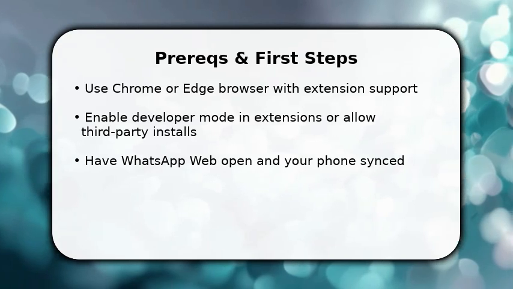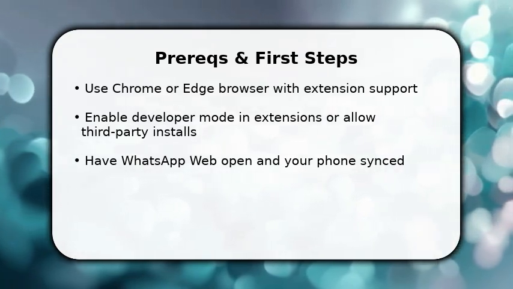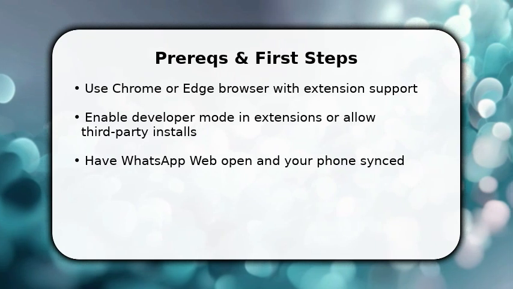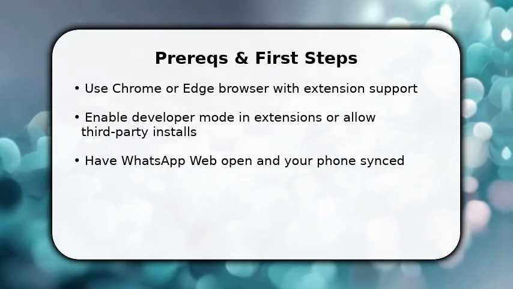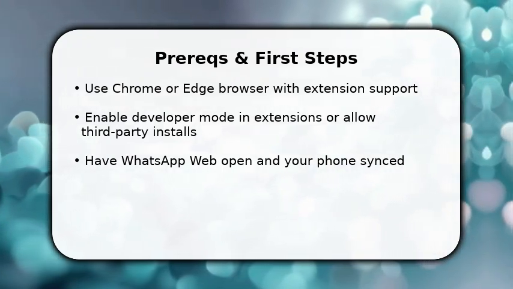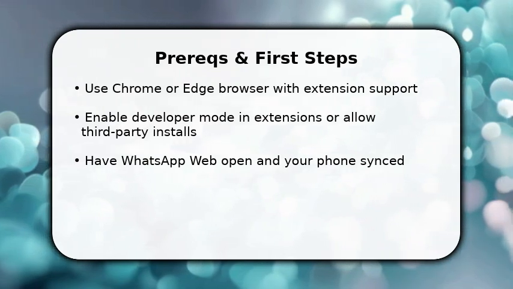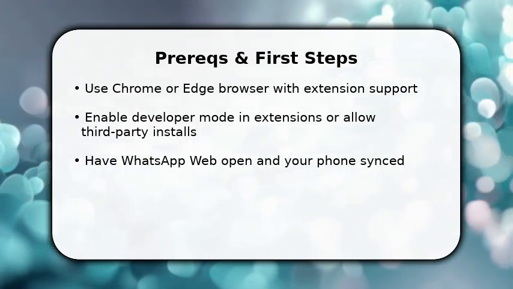Enjoy the video. You start by confirming your browser supports extensions and that WhatsApp Web is active. Open the Extensions page, enable developer mode or allow third-party installs. This lets you load unpacked or external extensions.